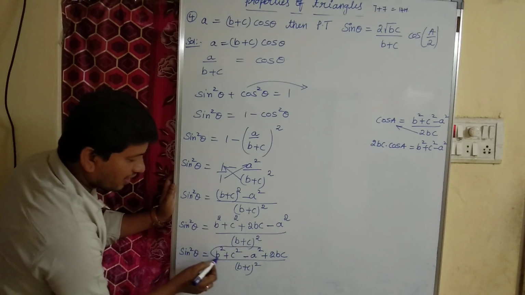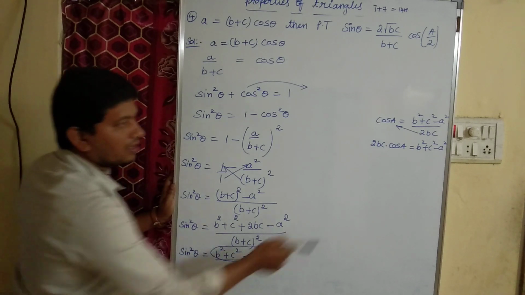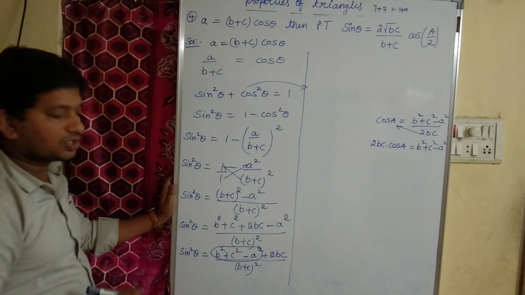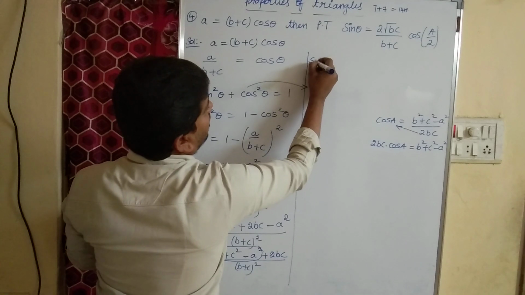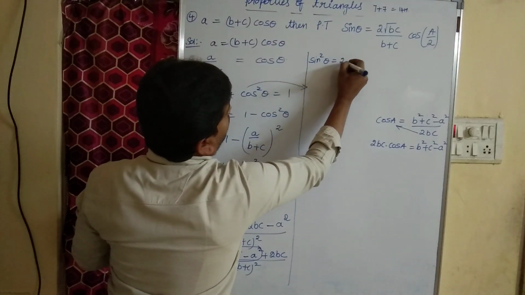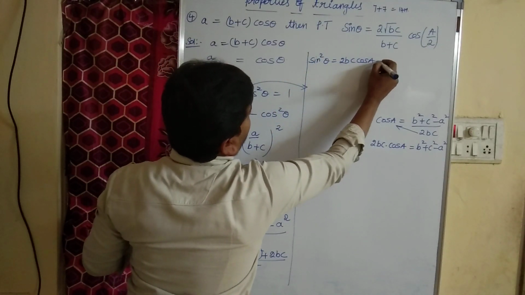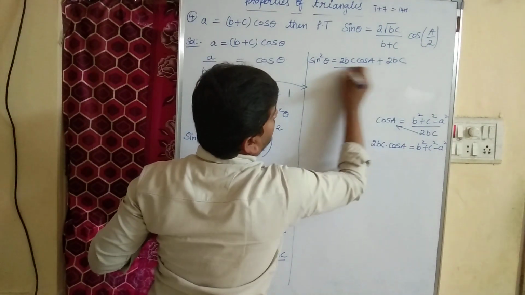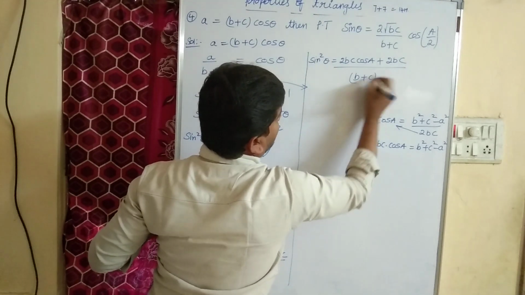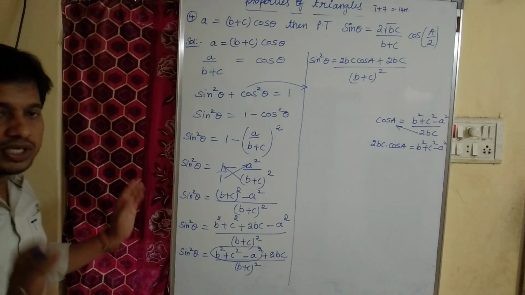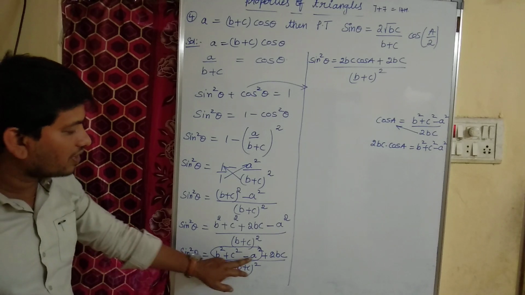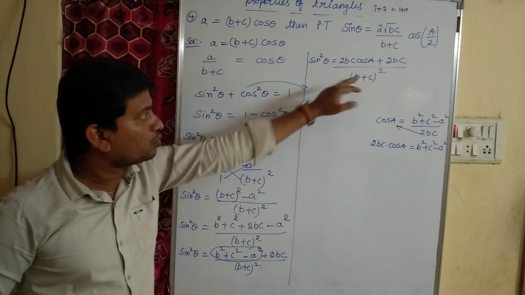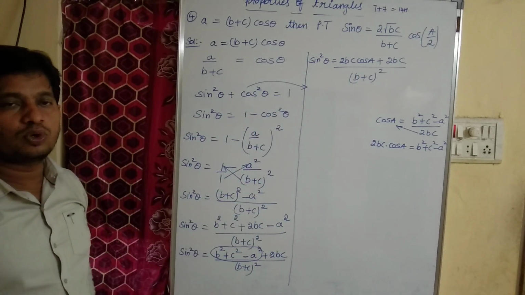In place of b square plus c square minus a square, I can write 2bc cos A, right? So sin square theta equal to 2bc cos A plus 2bc divided by b plus c whole square. Are you confused? In place of b square plus c square minus a square, I wrote 2bc cos A plus 2bc divided by b plus c whole square.